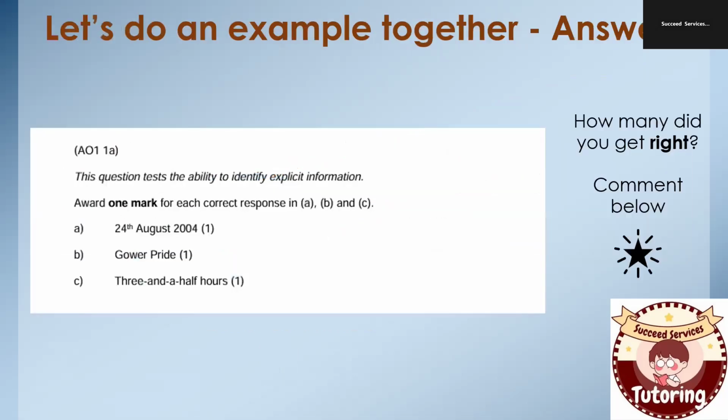Okay, here are our answers. So, how many did you get correct? Comment below. You'll see that they are not writing massive sentences or paragraphs. They are really just writing a few words per question because it's only worth 1 mark and you really need to focus your attention on those bigger mark questions. But they are easy marks to pick up, okay? So we still want to make sure we pay attention to what the question is asking us.